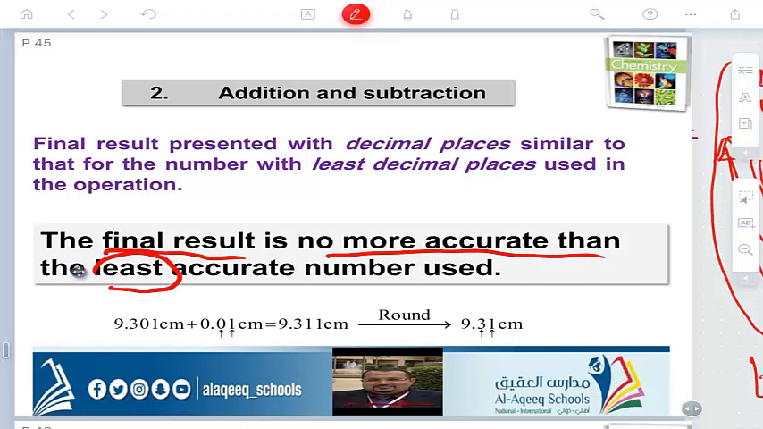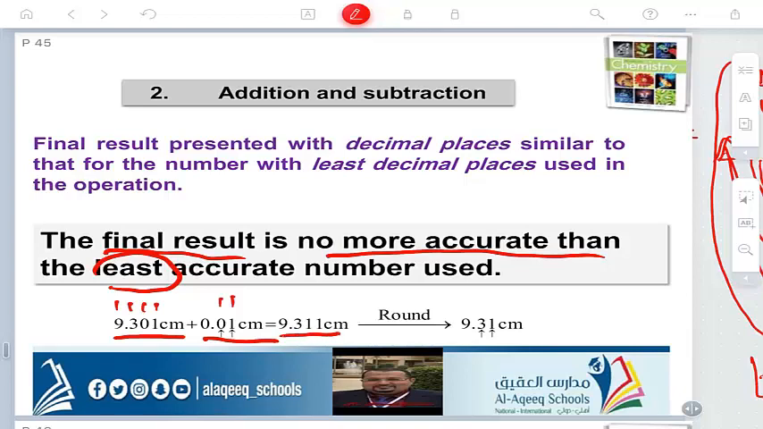Like this. If you have values like these, we have here something plus something. How many significant figures here? 1, 2, 3, 4. And here 1, 2 only. So the answer must be 2. The result of the addition here must be 2, the least one as well.